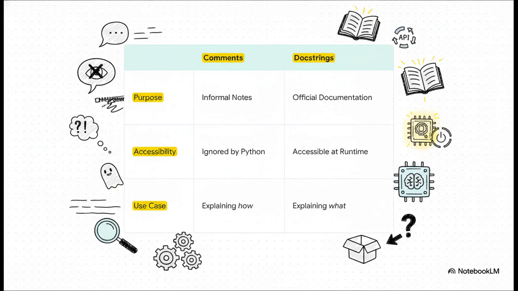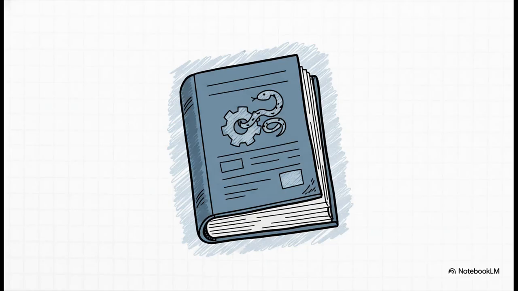This table really breaks it all down. Comments are those informal, ignored by Python notes. Perfect for explaining how a specific line of code works. But docstrings, they're the official built-in documentation that Python can actually read and use while your code is running. They're there to explain what a whole function or class is for. So, to go back to our analogy, if comments are the sticky notes, docstrings are the professionally printed, fully bound instruction manual that comes right in the box with your code. It's the official source of truth.